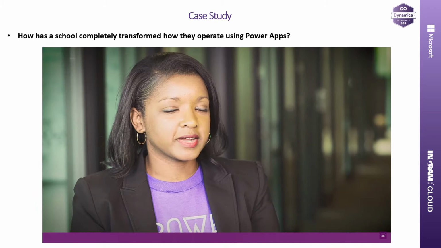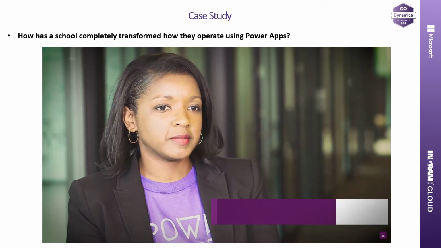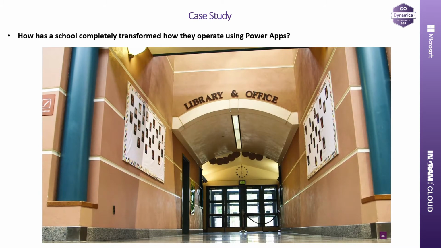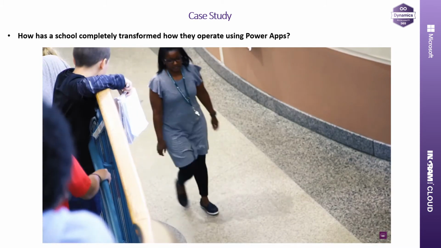My name is Lauren Taylor. I am the assistant principal at Manitou Park Elementary in Tacoma, Washington. It's in the Tacoma Public School System. We have about 500 students at our school, pre-K through 5th grade.